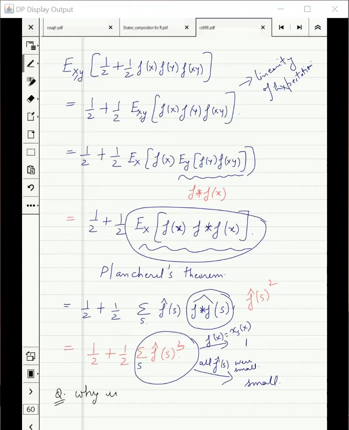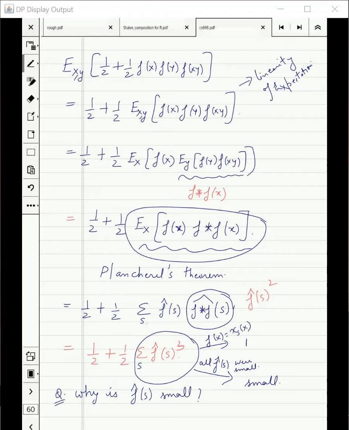Because for a large number of s, f hat s would be non-zero, and the summation over s of f hat s square should be 1. No. Now I'm asking why f hat s has to be small. If f hat s are small, then the summation of f hat s cube will be small. That I agree. The summation of f hat s square is bounded by 1 because that has to be the norm, and there would be a large number of s such that f hat s is non-zero. So that is why each of them should have a small modulus.